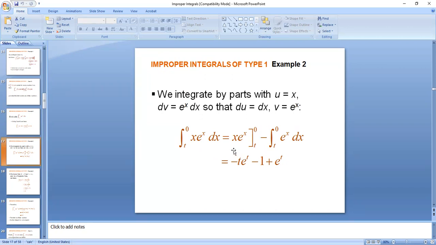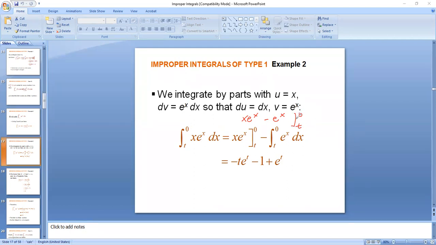And your answer is x e raised to x minus the integral of e raised to x dx. For this particular integral, in the first term you will have x e raised to x. And in the second term, if you evaluate this, that would be e raised to x. And your limit for this integral is from t to 0.